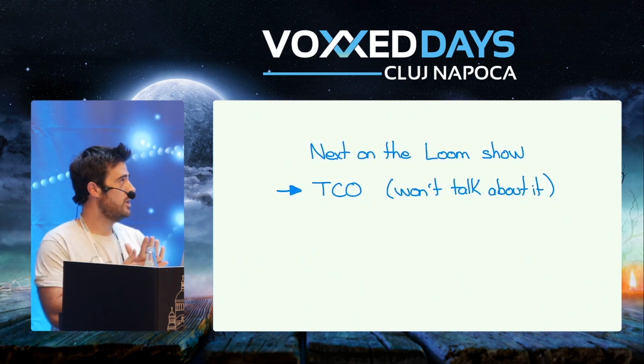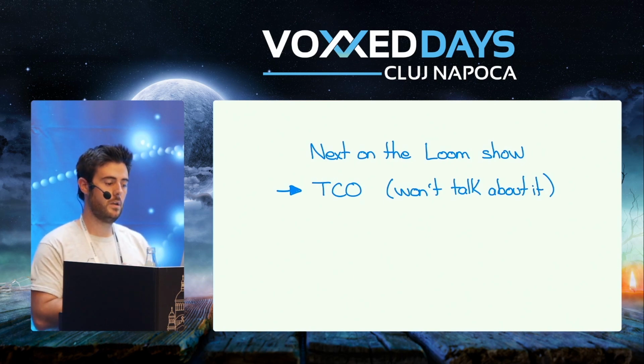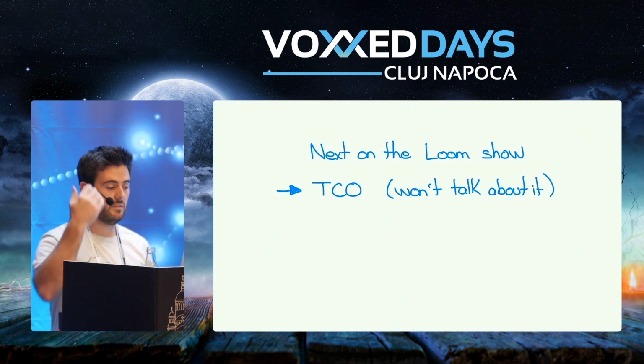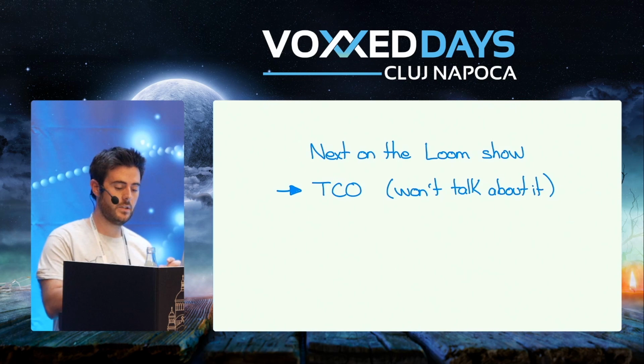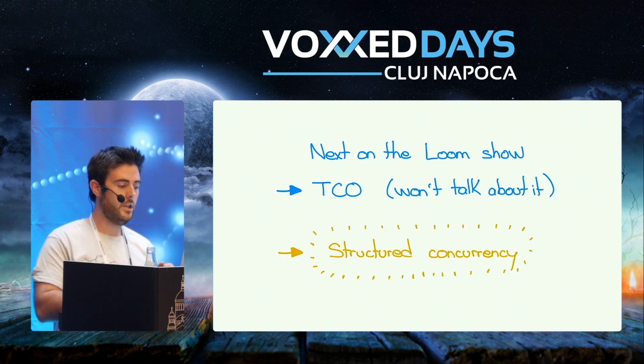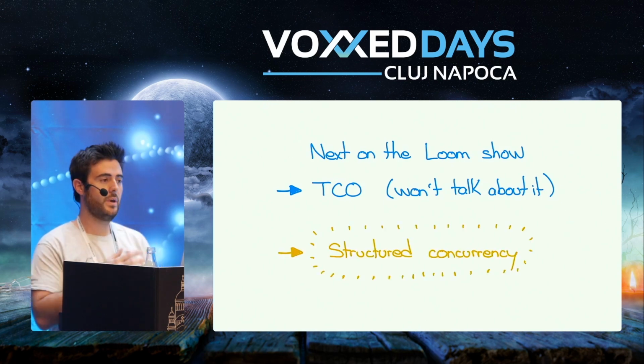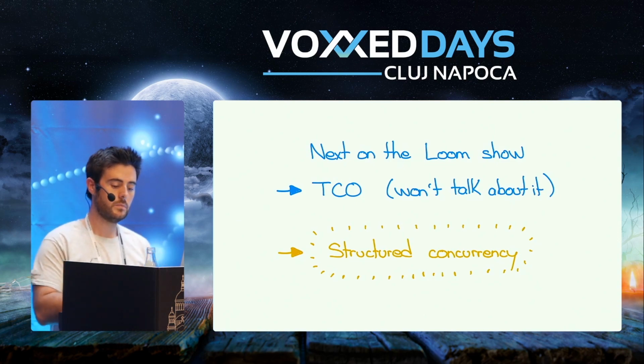So continuations and this lightweight thread scheduler were the first step of the proposal for Project Loom. The next step was tail call optimization, implementing automatic tail call optimization in Java. But they haven't started to work on that yet, so I can't talk about it. What I can talk about is a new pattern that is being discussed currently inside the Loom working group, which is called structured concurrency.